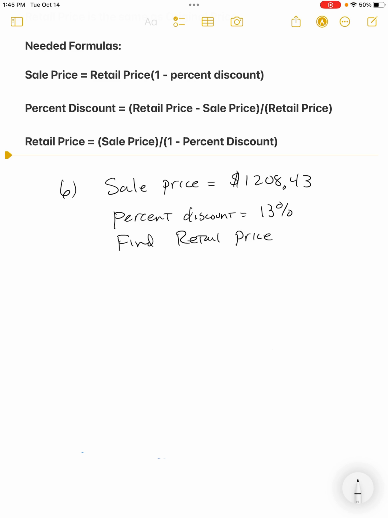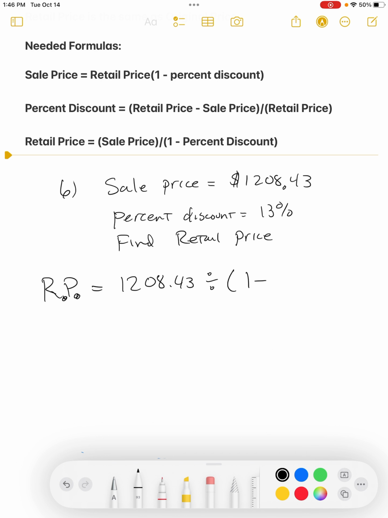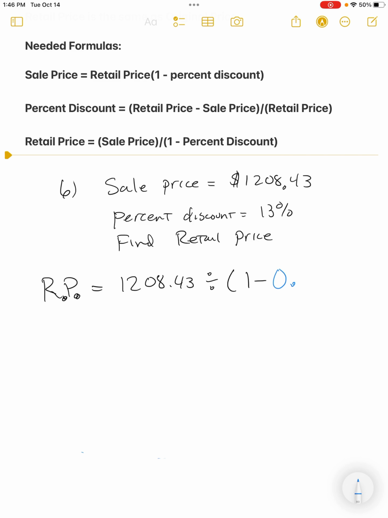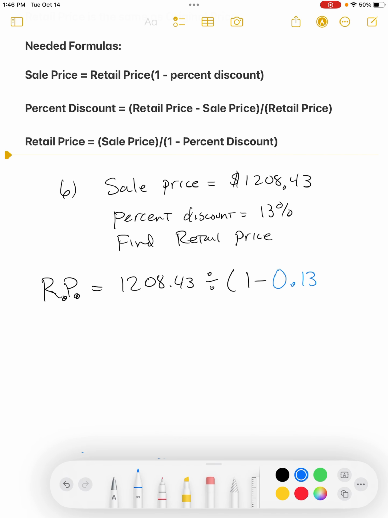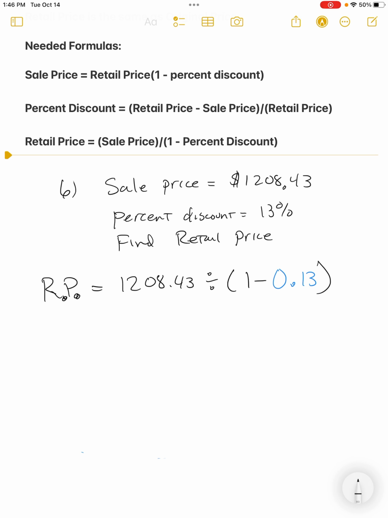All right, so it's just the same as the other two. I have a question that's being asked, so I find its formula. I see it there as the last one. The retail price, I'm going to put RP, because you feel free to just abbreviate things, is equal to the sales price, that's the $1,208.43, and I need to divide that by 1 minus the percent discount. So just to highlight it, I'll put it in blue again. I'm going to take that 13% and write it as its real number equivalent, 0.13.